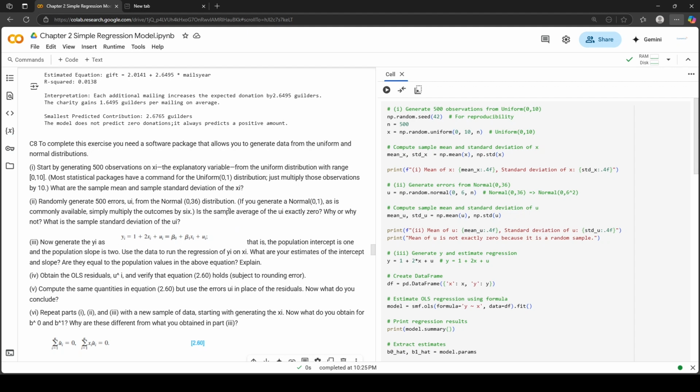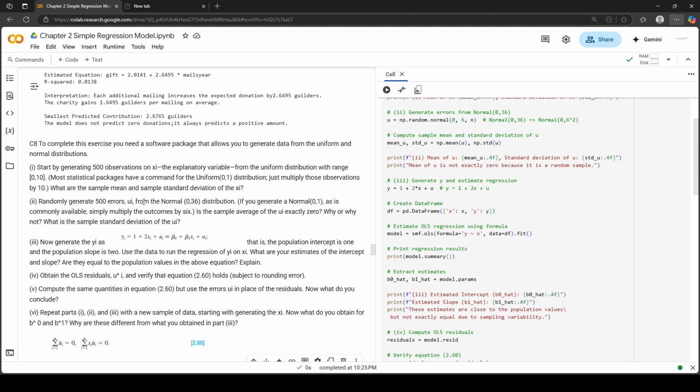The question in the first part says start by generating 500 observations on xi, that is the explanatory variable, from the uniform distribution with range 0 to 10. We are generating observations on uniform distribution so that we can be ensured that the values are evenly spread between a known range. Okay, so there is no bias in the observations. Second, it says randomly generate 500 errors mu i from normal distribution with a mean of 0 and variance of 36. Therefore, standard deviation of 6.